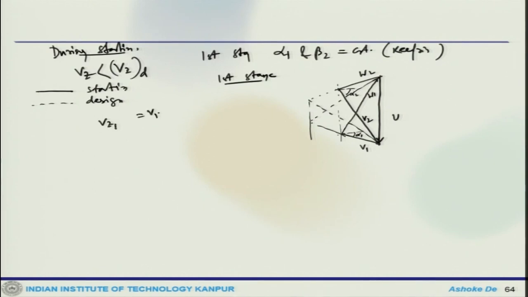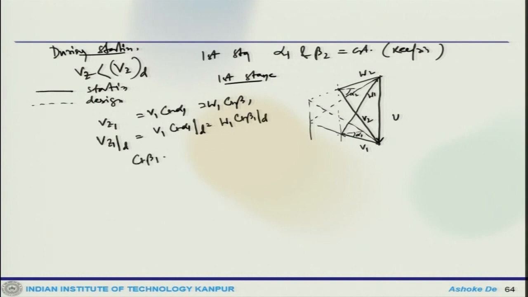Here Vz1 would be V1 cos alpha 1, which is W1 cos beta 1. Vz1 design is V1 cos alpha 1 design, W1 cos beta 1 design. So, beta 1 design would be less than beta 1. So, alpha 1 is greater than alpha 1 design. So, this happened at the first stage, and similarly at the last stage also we can look at this, but we can see what happens in these conditions.